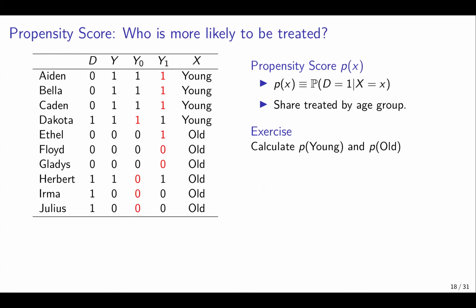I'm going to introduce a little bit more notation and terminology now. So I said a moment ago that the old were more likely to be treated. We would like to see exactly how much more likely they are to be treated, and we'd like to do that using the propensity score. So the propensity score is defined as the probability of being treated given your observed characteristics X. So in this case, it's going to be the share treated by age group. So I'd like you to compute the propensity score for the young and for the old. This should be a quick exercise.